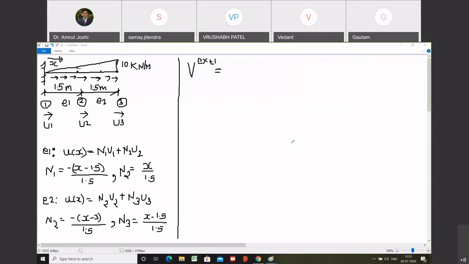We now need to write down the expression for potential energy. So the expression for potential energy will be given by the summation of potential energy corresponding to external load plus potential energy corresponding to the strain energy stored in the body. So let us write down the expression for potential energy due to external load.